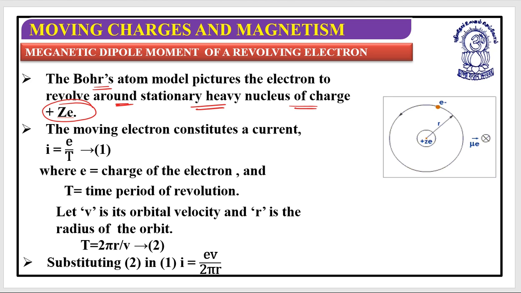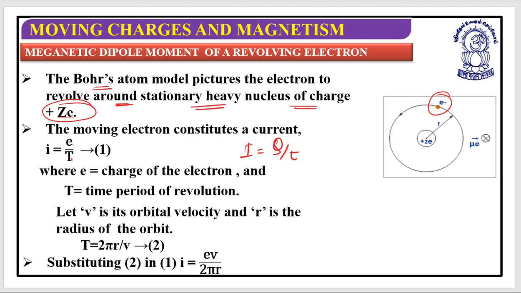So the electron is rotating around the stationary charge, and if it is rotating, it can create a current, and that current will be equal to e by T. This is the same thing, this is nothing new for us. It's I equals Q by T.